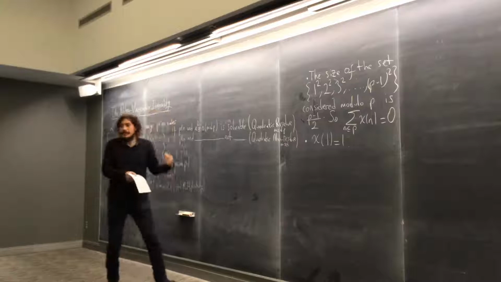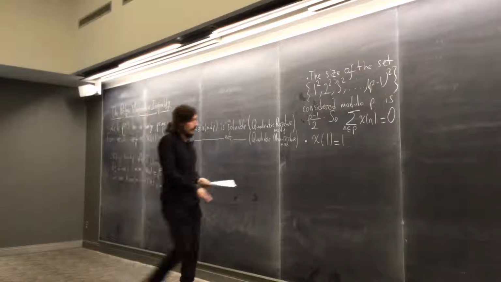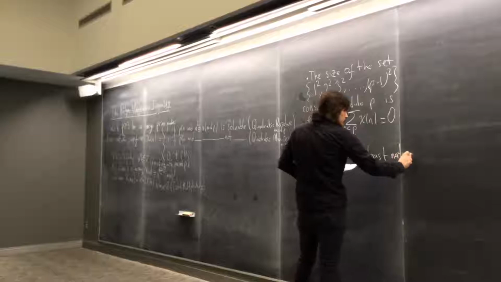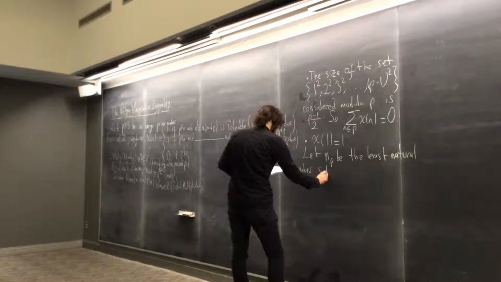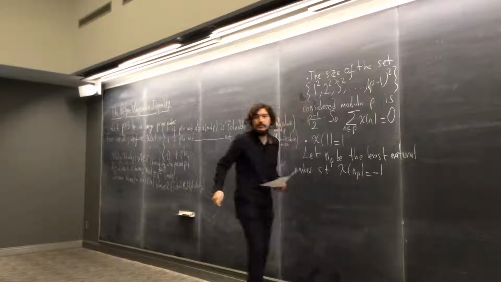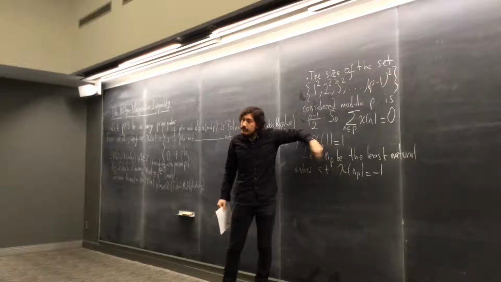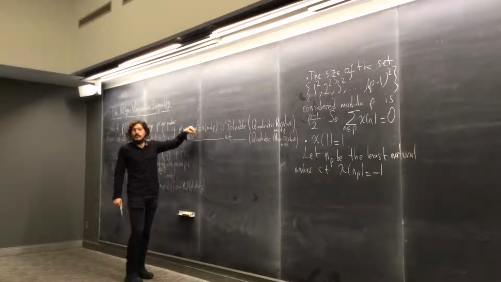Okay. Let n sub p be the least natural number such that the value of chi at this number is minus 1. In other words, p is given, and n sub p is a function of p. n sub p is the first quadratic non-residue modulo p, the first positive quadratic non-residue modulo p.